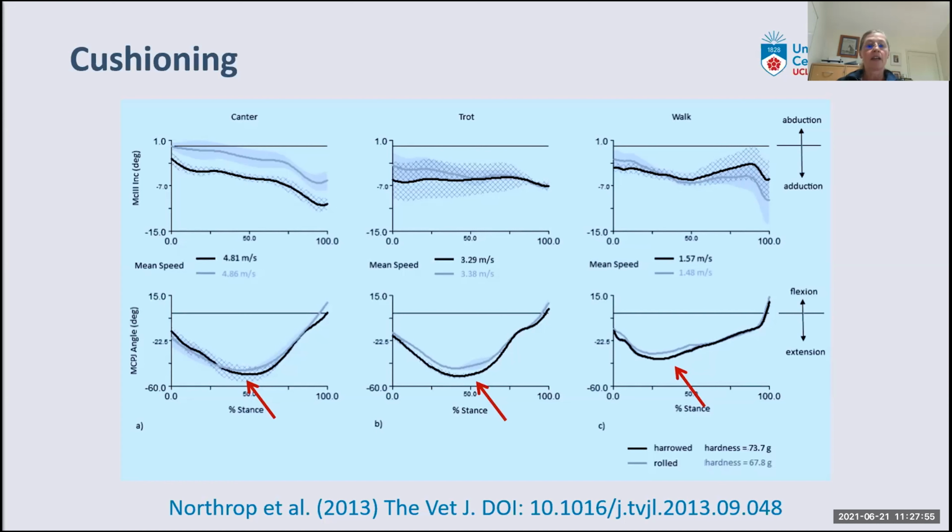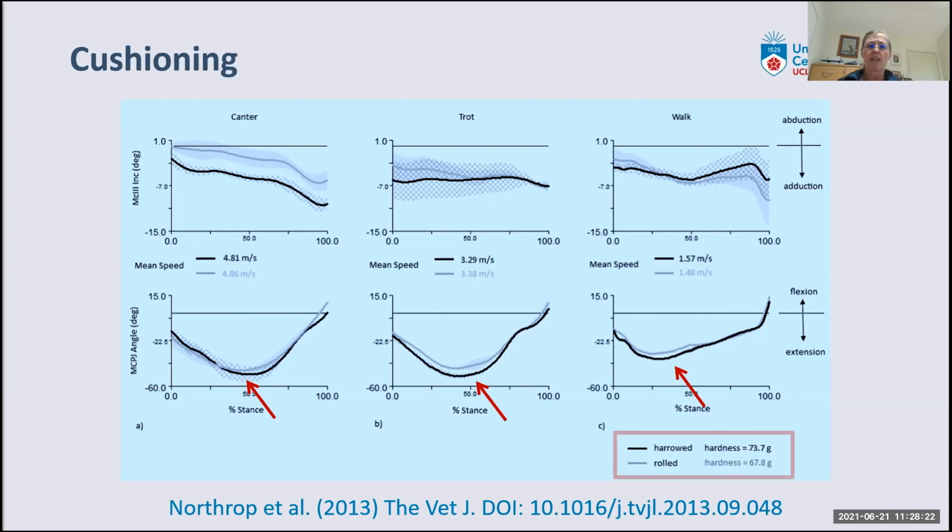Interestingly, for the harrowed surface, which you may expect would provide more cushioning, so it absorbs more force, and therefore, if it did, you might expect that the fetlock angles, or the amount of fetlock extension, would actually be reduced. But actually it was increased. So we had more extension on the harrowed surface.